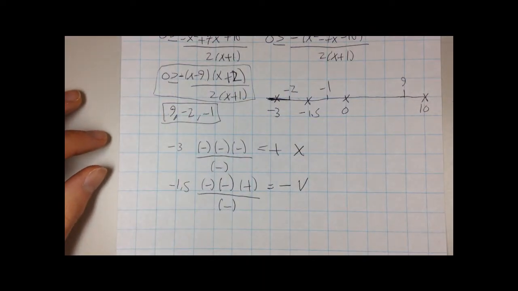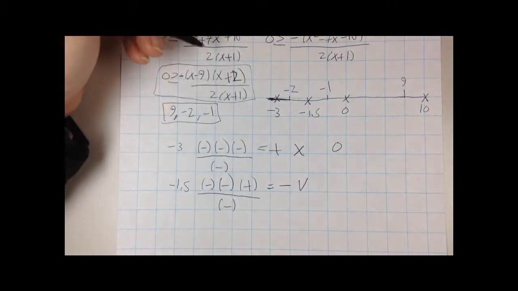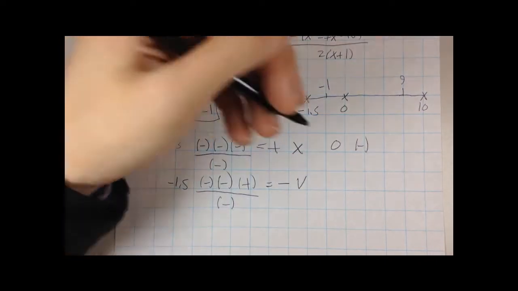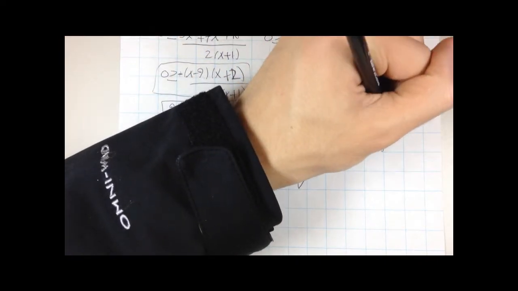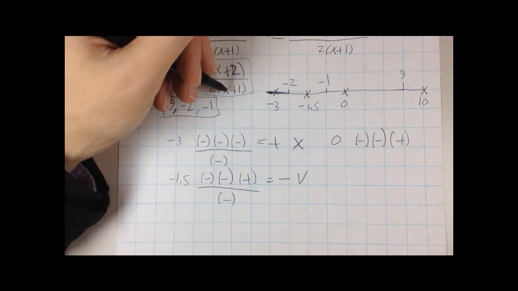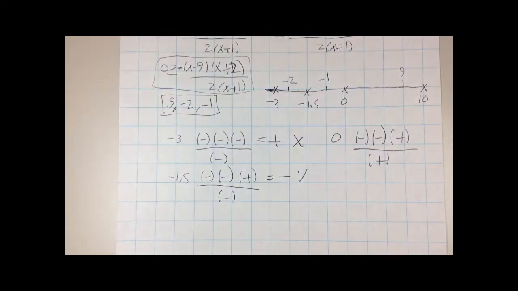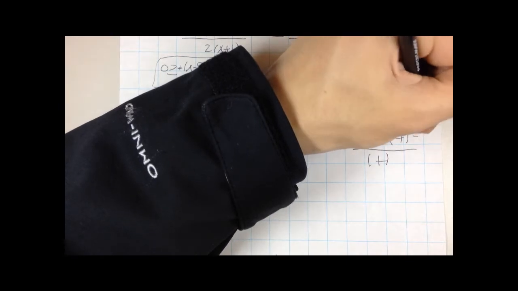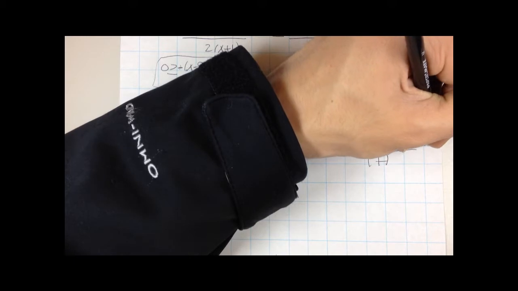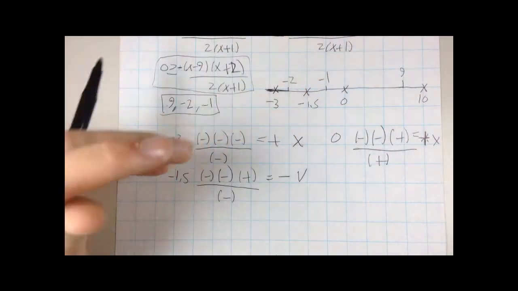And then we have two more. We have to test 0. So once again, taking this negative into account, 0 minus 9 is negative. 0 plus 2 is a positive. And then 0 plus 1 is also positive. So this whole thing is going to be positive, and it will not be a part of our solution because the positive number is greater than 0.